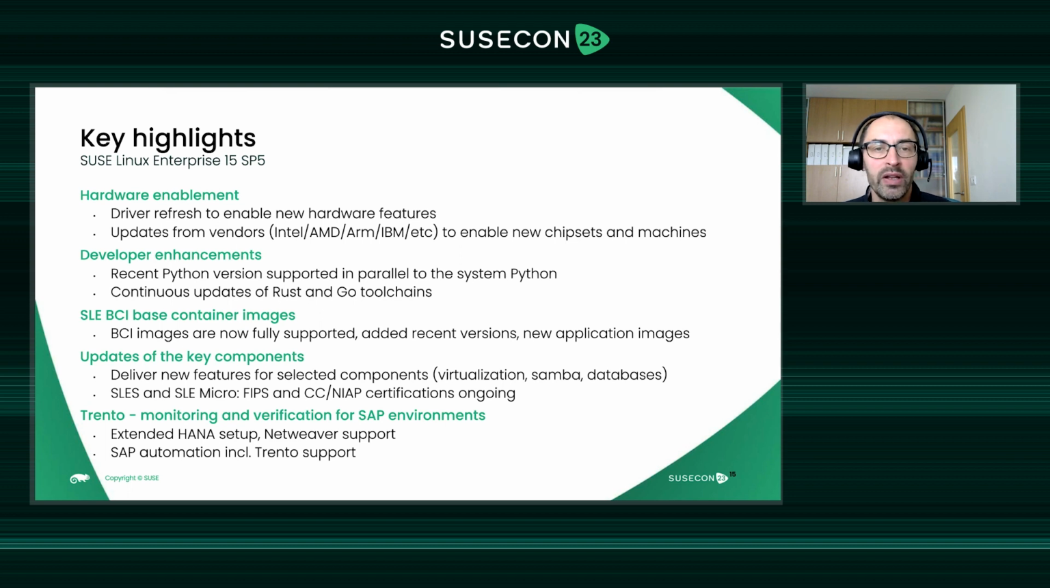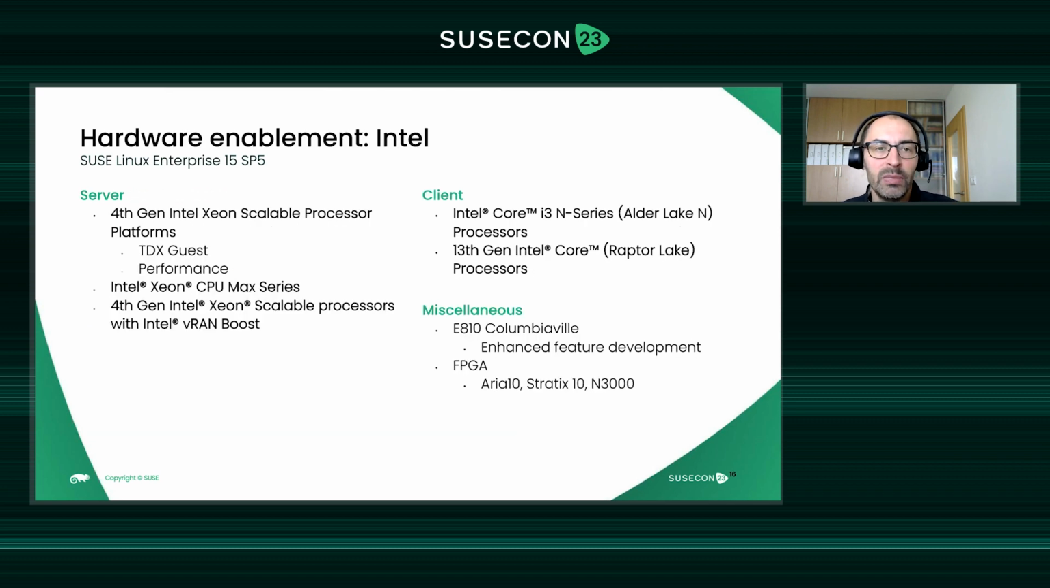When it comes to hardware enablement, I did mention that we are working with major hardware vendors. Let me pick some of the core vendors providing the core chips and platforms, like Intel, where we are enabling the latest generation of the Intel Xeon processors and platforms, including features like TDX, which are essential for confidential computing. We are also enabling the client CPUs and other chipsets for Intel.